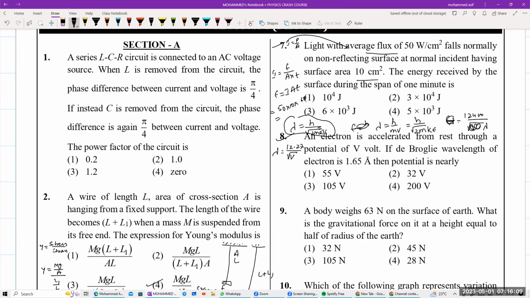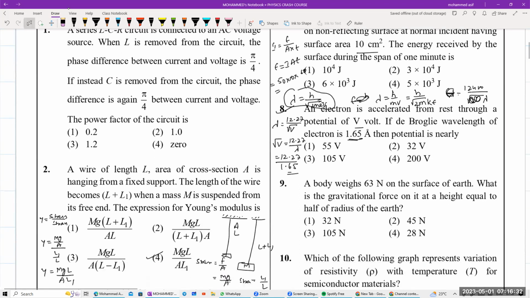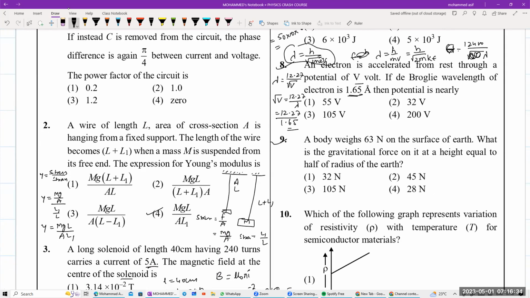An electron is accelerated from rest through a potential of V volts. If the de Broglie wavelength of the electron is given as 1.56, then what is the potential? Take root V outside. Root V is equal to 12.27 divided by lambda. What is the value of lambda, beta? 1.65 angstroms. So simplify, and that will give me the potential.